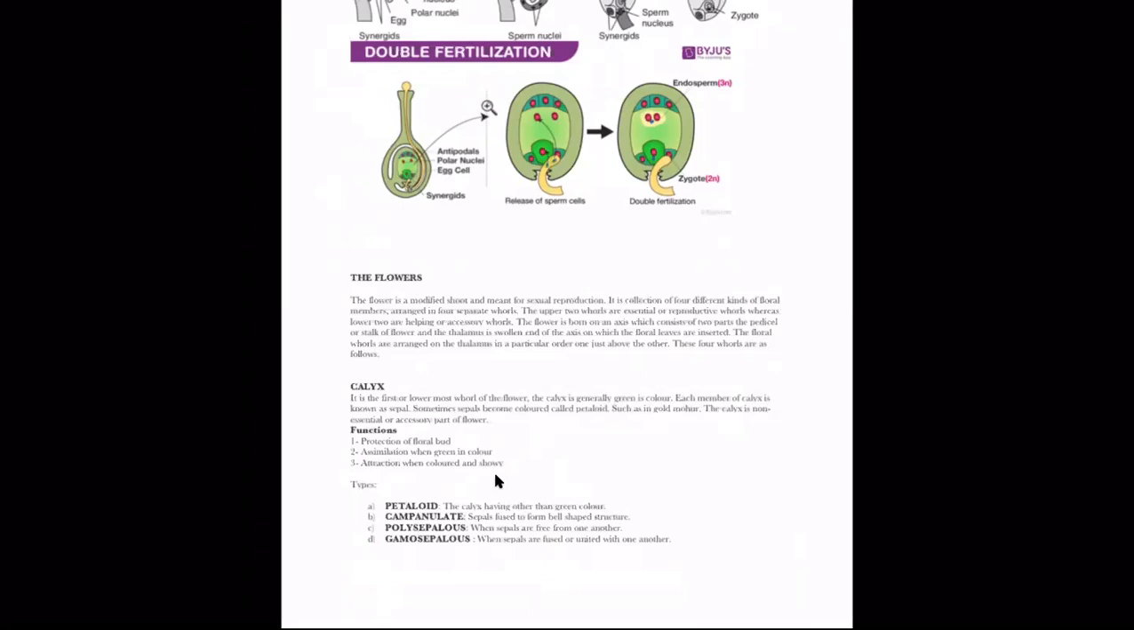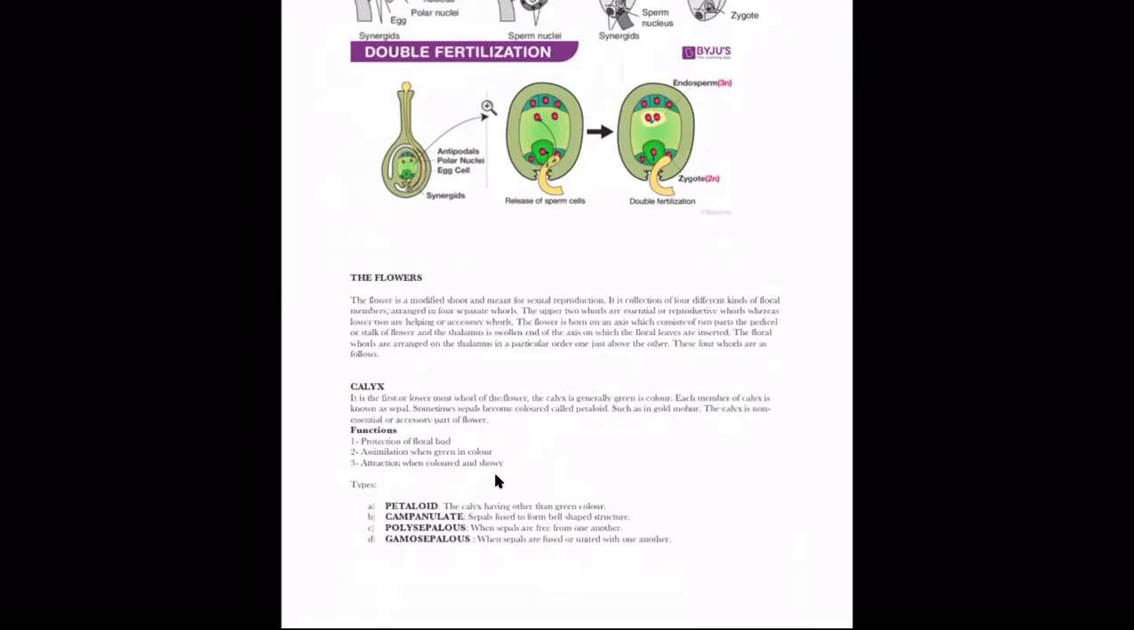Sometimes sepals become colored and thus they're called petaloid, such as in goldmohur, which is a flower. The functions of the calyx are the protection of the floral bud, assimilation when green in color, and attraction when colored and showy. So it basically attracts insects which help in further reproduction.